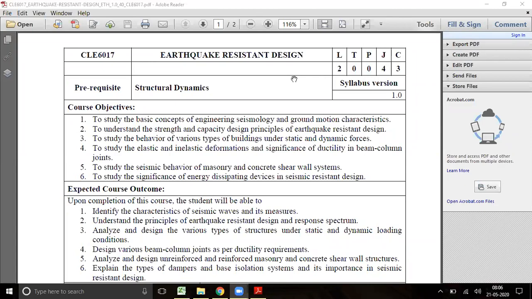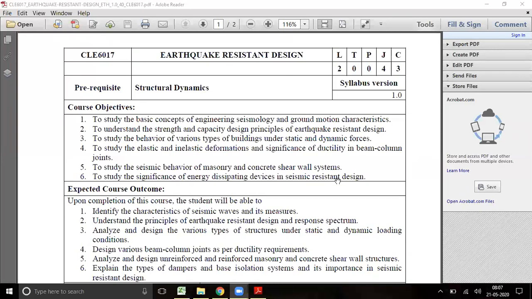And we study the behavior of various types of buildings under static and dynamic forces, like RC buildings without infill, with infill, then steel buildings, and buildings without shear walls, with shear walls. These are some of the types of buildings. There are various types of structures also, and even bridges you can consider. So we will be studying only the design of RC structures and steel structures in this course under static and dynamic forces. So earthquake is dynamic.